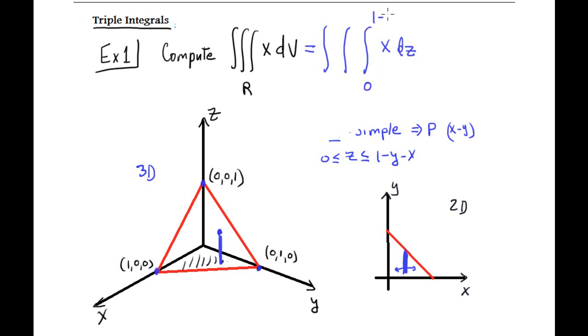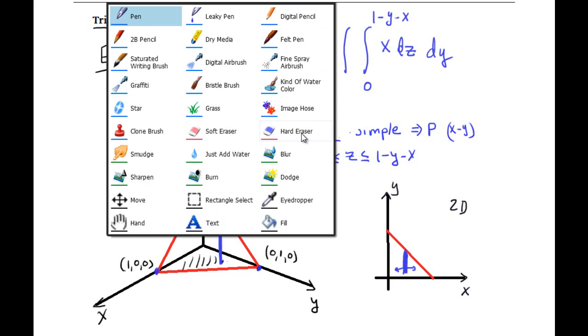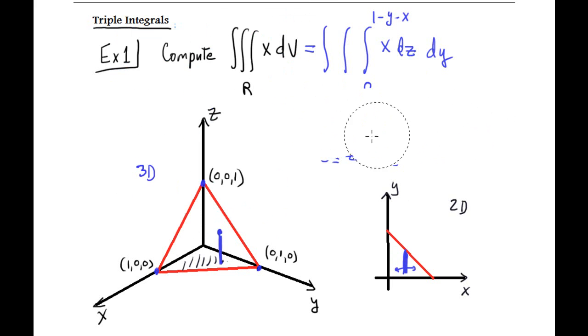Now I make a decision to integrate with respect to y, not necessarily like that, you can integrate in another direction, but I make a decision to integrate y. Entonces, when you integrate with respect to y, okay, y is bounded. Let me see where. Okay, z was bounded between 0 and 1 minus y minus x.